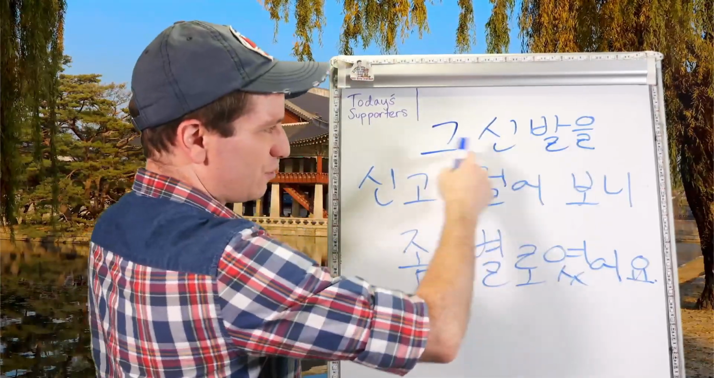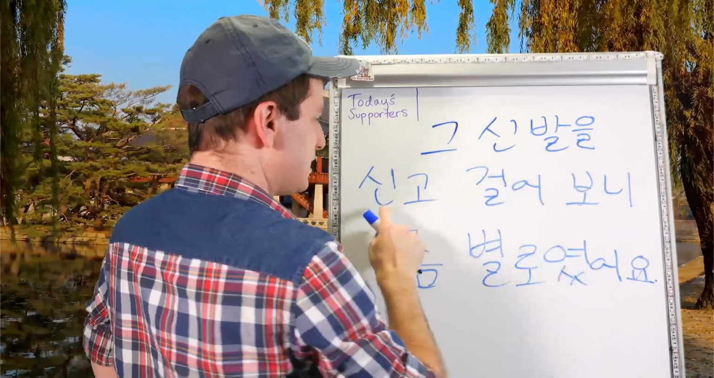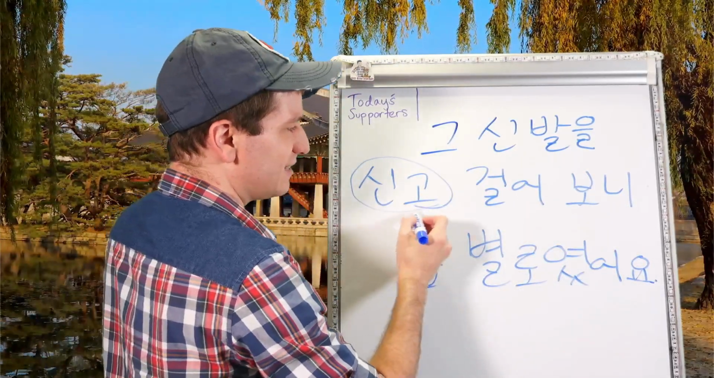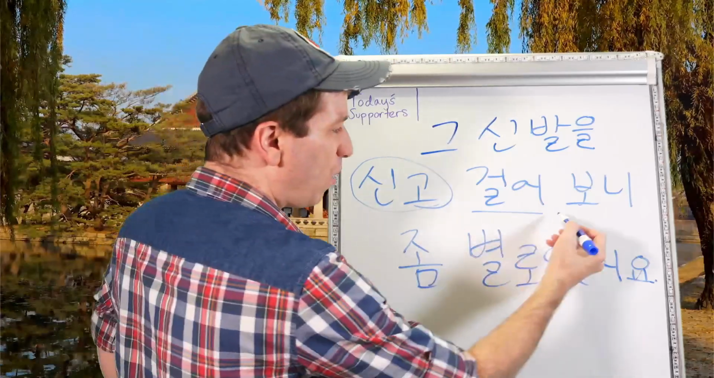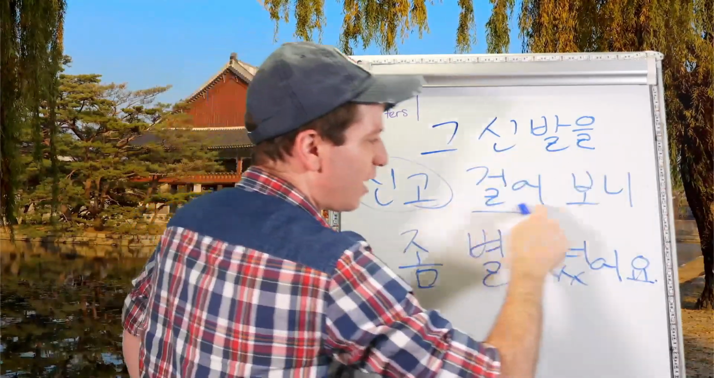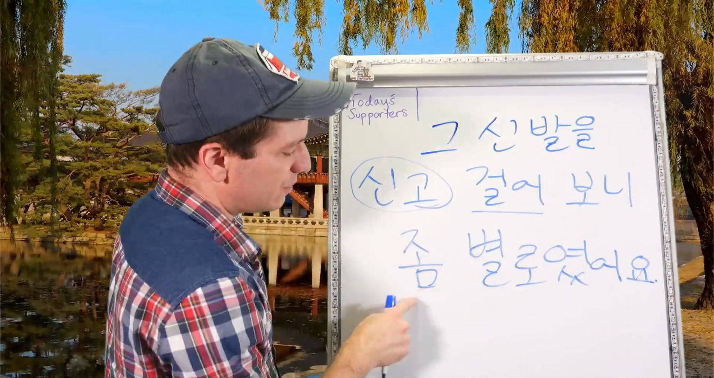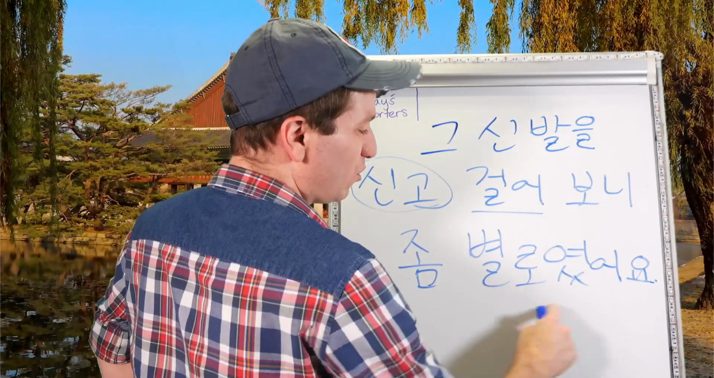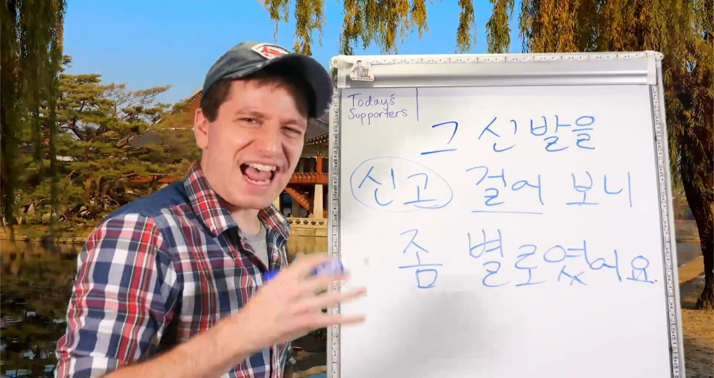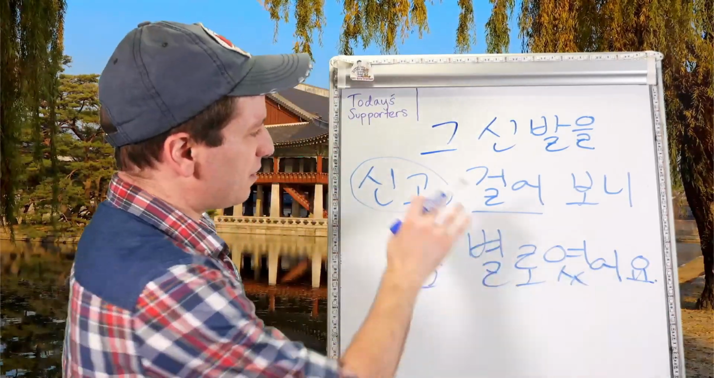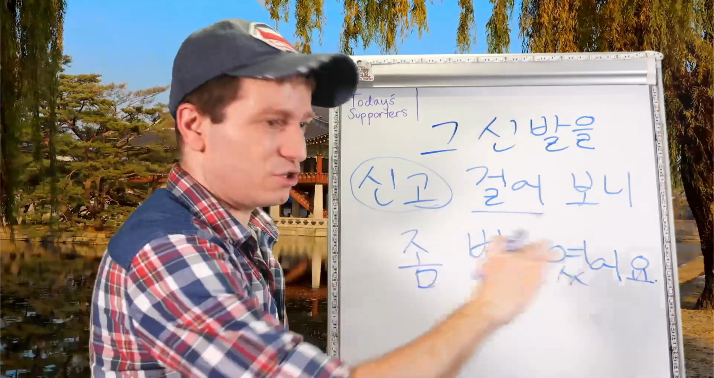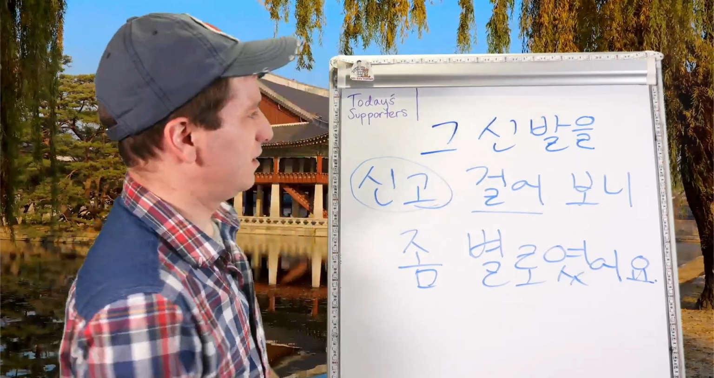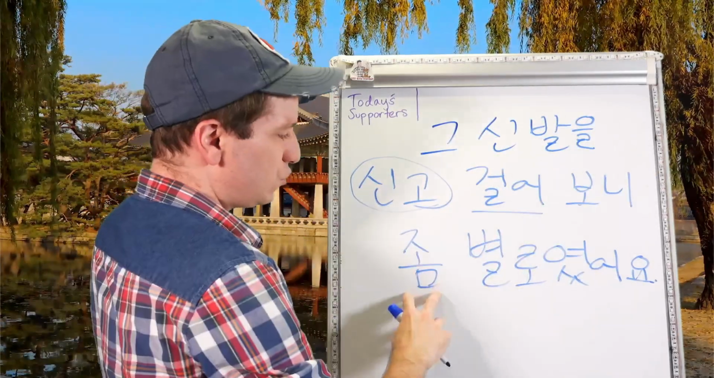그 신발, so those shoes. 그 신발을 신고 걸어보니. So I put on those shoes and 걷다, walked. 걸어보니. So I put those shoes on and tried walking, and then I realized that 좀, a little bit, kind of, 별로. Not that good. 좀 별로였어요. So I realized they were just kind of, not that good. 그 신발을 신고 걸어보니 좀 별로였어요. After walking around in those shoes, I realized that they weren't very good.